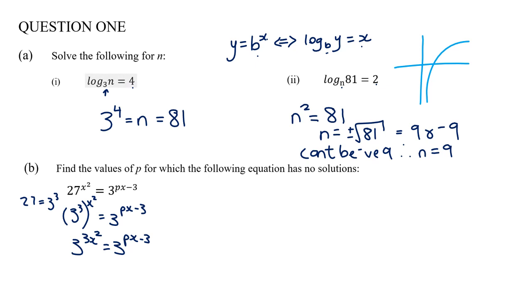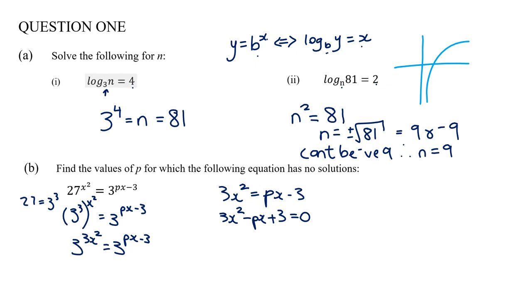Any questions with that? Now, because it's the same base, we don't have to take logs. We can just say 3x squared must be px minus 3. Happy with that? So now we can set ourselves up a little quadratic formula. Okay, we can set ourselves up that part there.